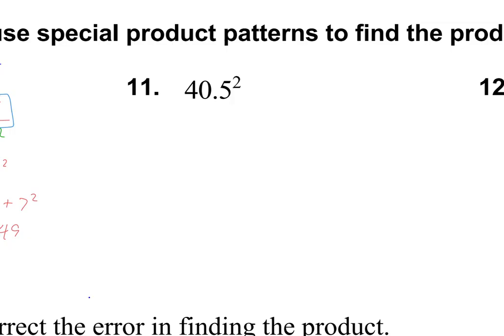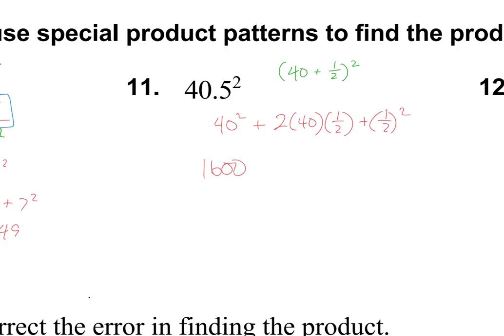40.5 squared. Okay, we could do 40 plus 1/2 squared. I like that one. Sitting here thinking through it, I really don't want to do one with subtraction, because what am I going to do? 41 minus 1/2? So pretty much, let's just go. Let's do 40 squared plus 2 times 40 times 1/2 plus 1/2 squared. So 40 times 40 is 1600. 2 times 40 times 1/2, well, 2 times 1/2 is 1, so 40. Plus 1/4. This is 1640 plus 1/4.